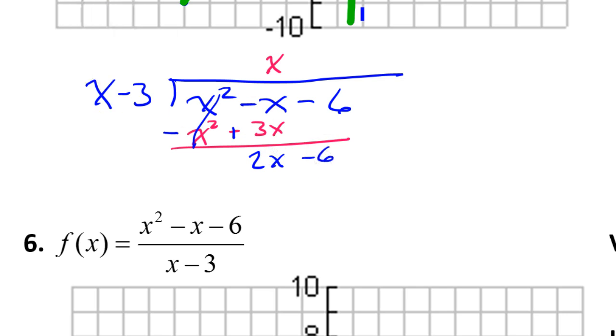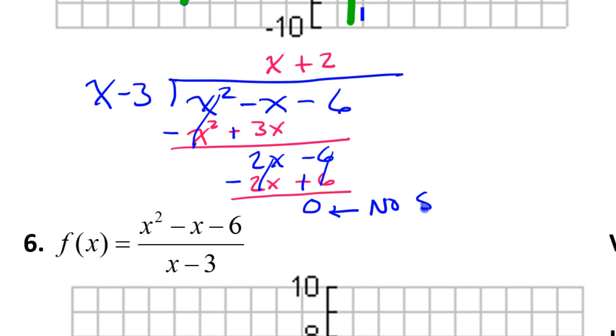And I start over. X times what will give me 2x? That will be plus 2. But watch what happens when I do the distributive property. 2 times x is 2x. 2 times negative 3 is negative 6. When I change the signs, of course, both things cancel out and I get 0. Because the remainder is 0, there's not going to be a slant asymptote. No slant asymptote.